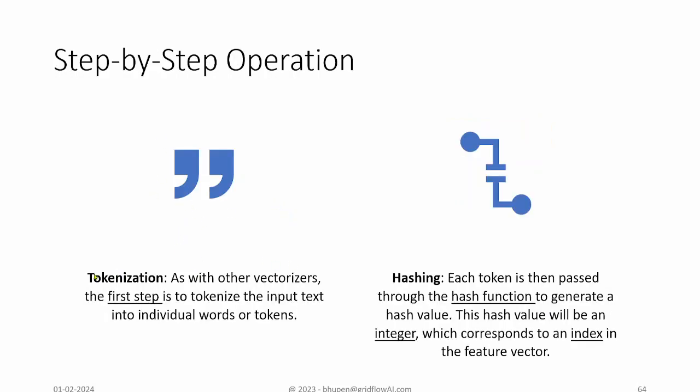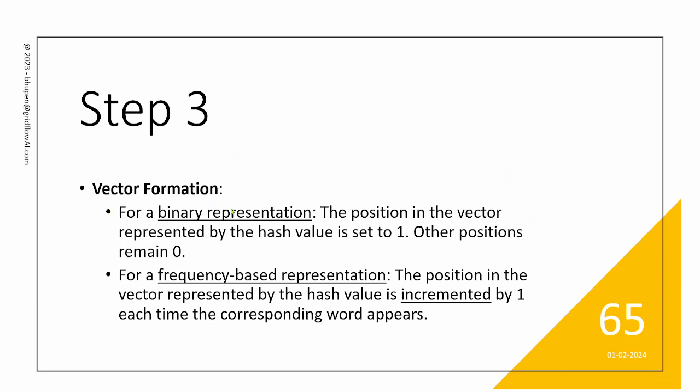The first step in the hashing vectorizer is we tokenize. This tokenization can be any of the tokenizers that you can pick and choose. For this illustration, we will assume that tokenization is by word, and we'll look at how each word is fed to the hashing function, and the hashing function generates an integer which is similar to the index of the feature or the word, like in TF-IDF and the count vectorizer. Step number 3 is to form the vector for the input document. Now you have two different variations, as in count vectorizer. Here also one representation can be binary representation.